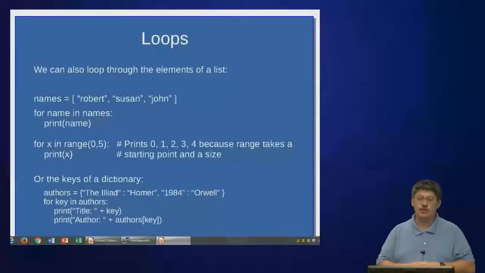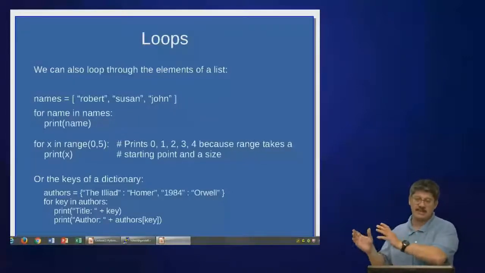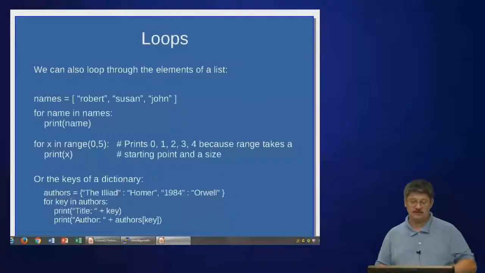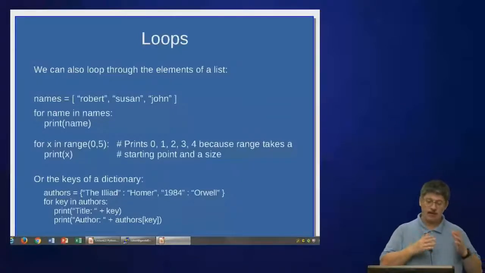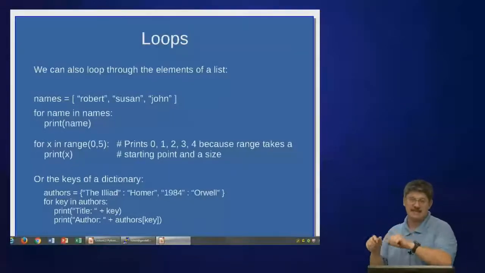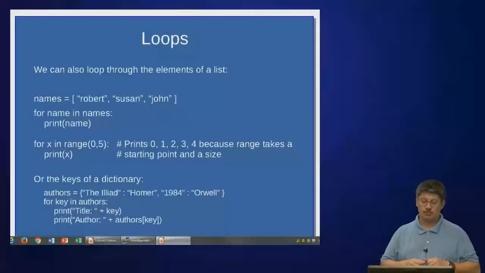And then I can loop through my keys by saying for key in authors. That actually should say authors.keys, I believe. And it'll set key to be the Iliad first and then 1984. So I can print out title plus the key, and it'll print title, the Iliad. And then I print out author colon and authors sub key is how I access a dictionary. And so it'll print out Homer. So it'll print title, the Iliad, author, Homer. Then it will loop, and it will print out title, 1984, and author, Orwell.